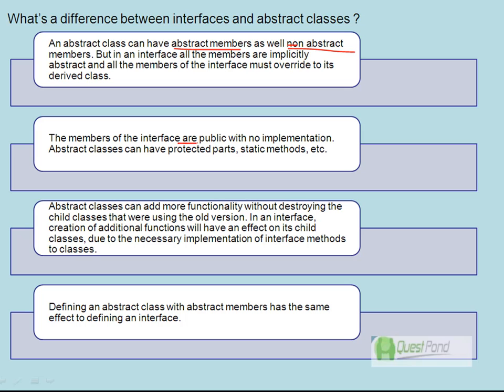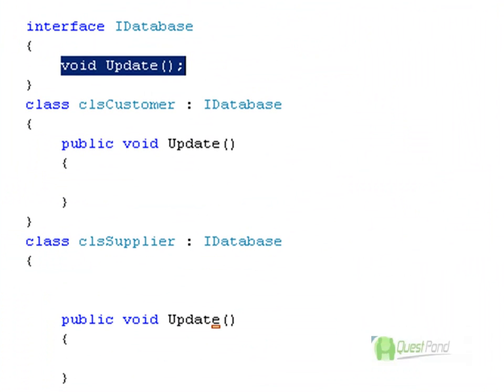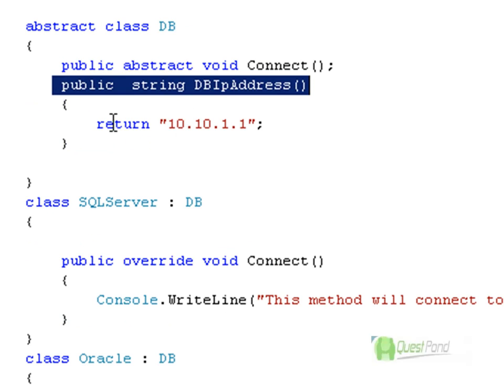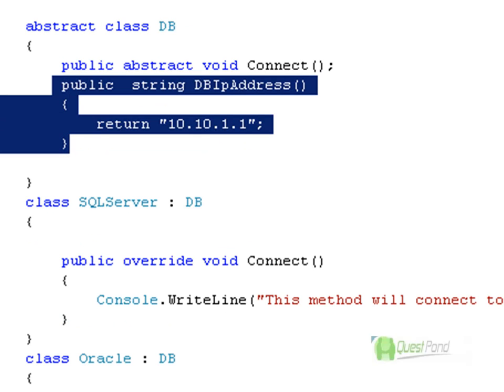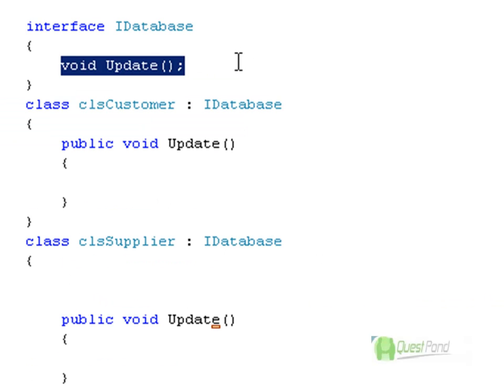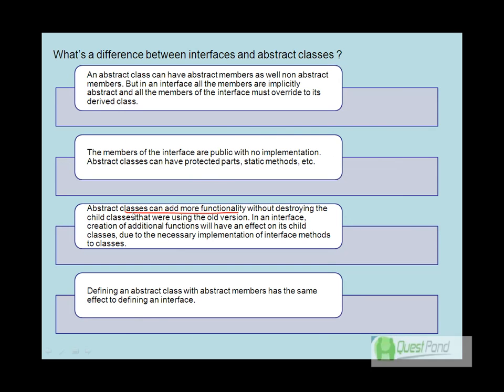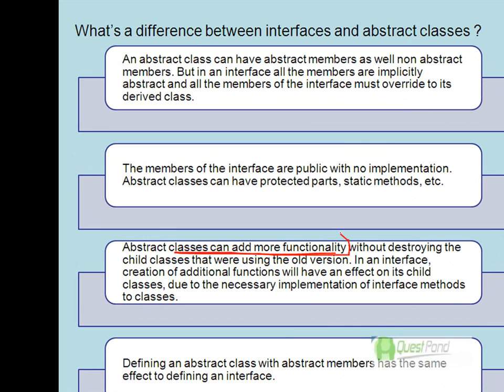The second big difference is that interfaces do not have any implementation, while abstract classes can have implementation. So if you remember, in our previous video on abstract classes, we had some implementation, but in interfaces we cannot define any kind of implementation. So that's the second difference between abstract classes and interfaces. The third important difference is that abstract classes can add more functionality without breaking the child classes. While in interfaces, whenever you add a function or a method, you need to implement it in your child classes. So that's the third most important difference.